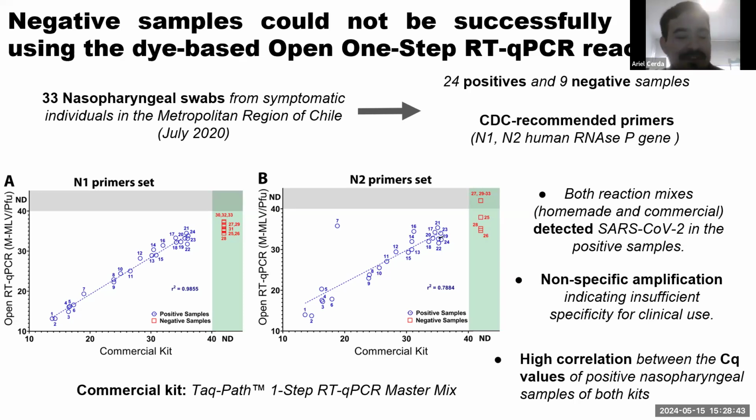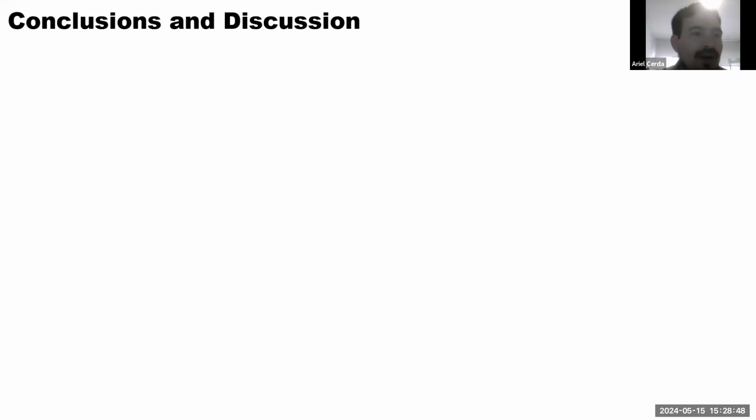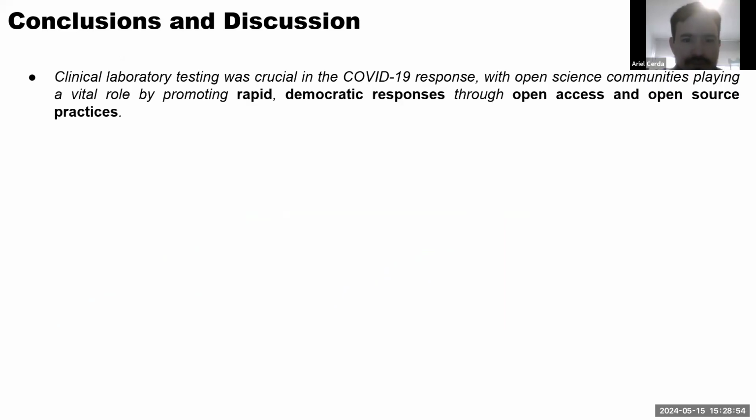So that's the reason we left it in the paper. As conclusion and discussion, the pandemic underscored the vital role of clinical labs in managing COVID-19 and highlighted the significant impact on open science by promoting open access, open source. These communities not only facilitated swift and broad responses, but accelerated the search and democratized vital information of this kind of research.